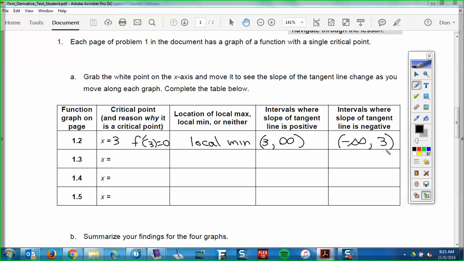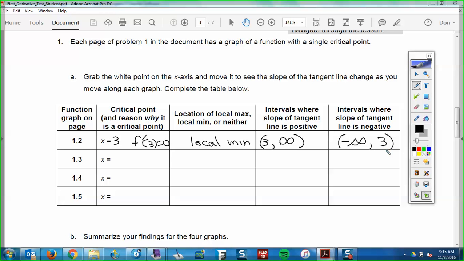You're going to keep filling in these tables as you go through these different documents. You're going to be learning about local maxes and local mins. That's the point of this worksheet: how you can tell that you have a local max or a local min based on the slope, based on the increasing and the decreasing. Okay?